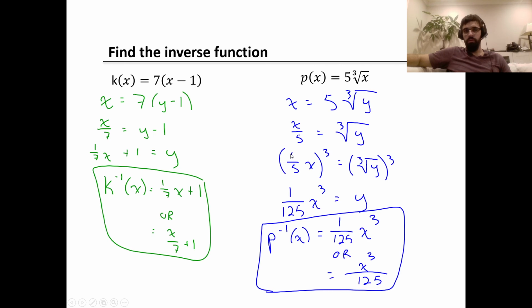We'll be left with 1/5 x to the power of 3. We're going to distribute this power of 3 to both bases. So 1/5 to the power of 3 is 1/5 times 1/5 times 1/5, or 1 over 125, and then x to the power of 3. So we can write the inverse function here as 1/125 x to the power of 3, or x to the power of 3 over 125.